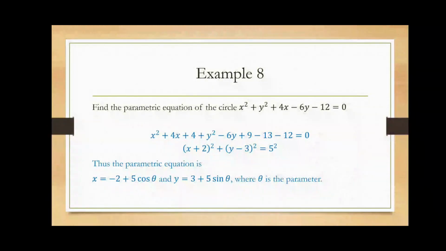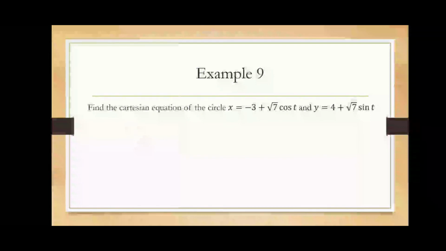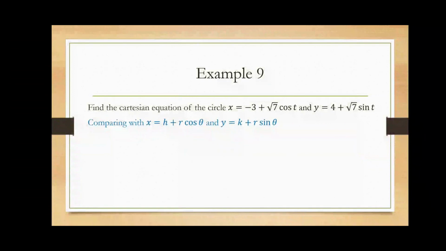Right? Last problem, number 9. Just the opposite problem. You have to find the Cartesian equation given the parametric form. Now, obviously, once we have already done the problem one way around, then doing it the other way around becomes easy. So all I need to do is find the center and the radius, and put it into the central form. So I can see if I compare it with h plus r cos theta and k plus r sin theta, h is minus 3, k is 4, and r is root 7.